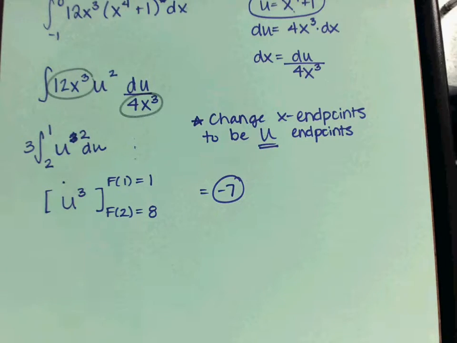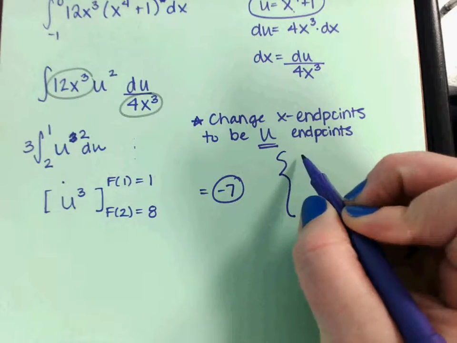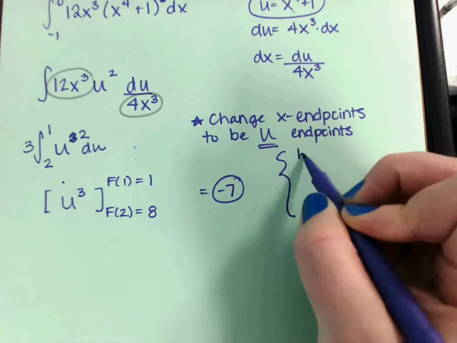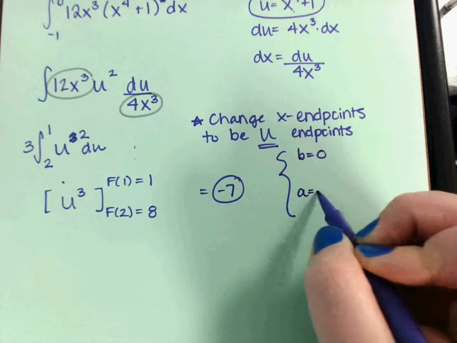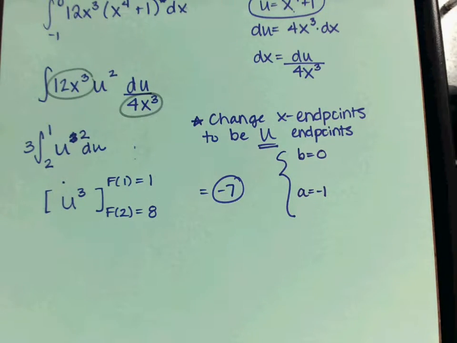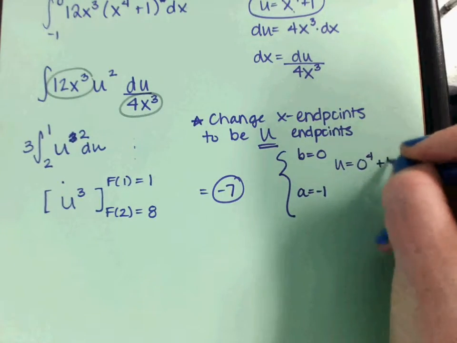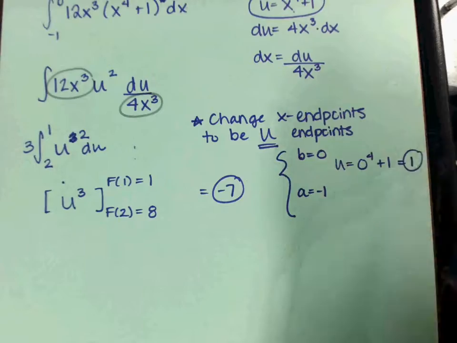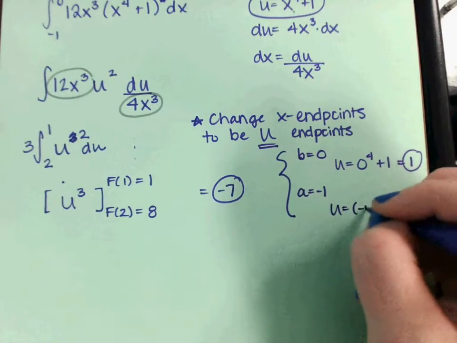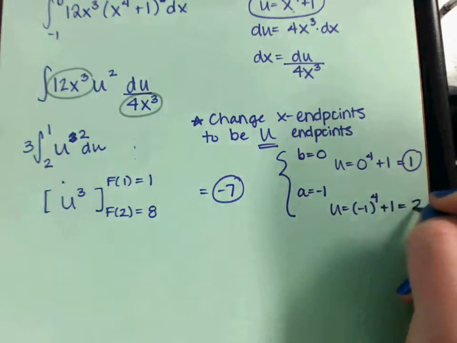Now, I'm going to show my work on the first couple of these for the endpoints. Okay, I do not care, and the AP test does not care if you do this. But if you're going to, on Friday, need help on your quiz for this, then I would maybe write it down. So your original endpoints, your B was 0, and your A was -1. But then you're going to plug those into U. So U would be 0 to the 4th plus 1, which is now a 1. And then U would be -1 to the 4th plus 1, which is 2.